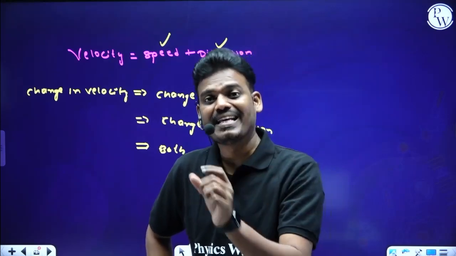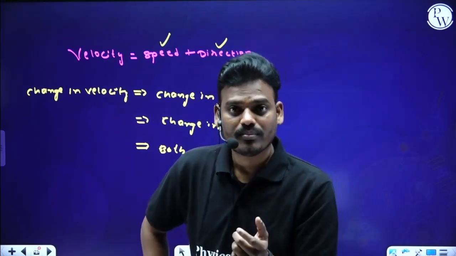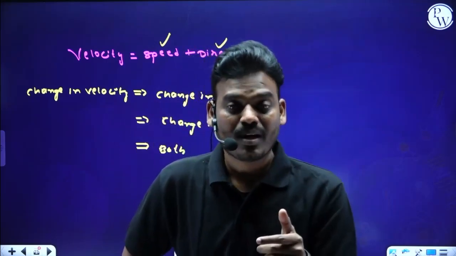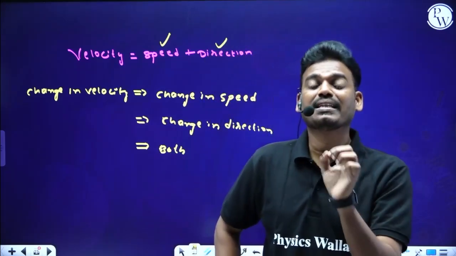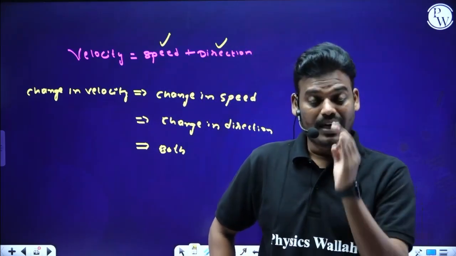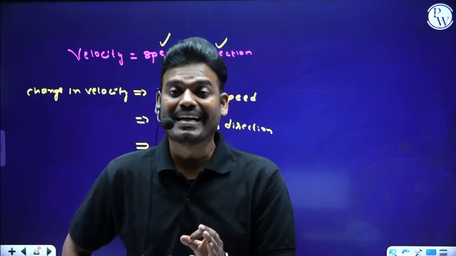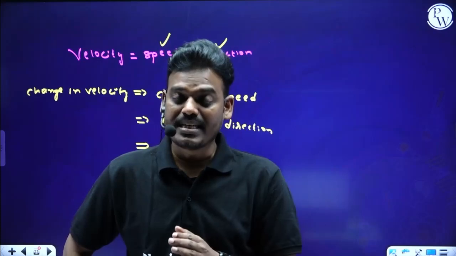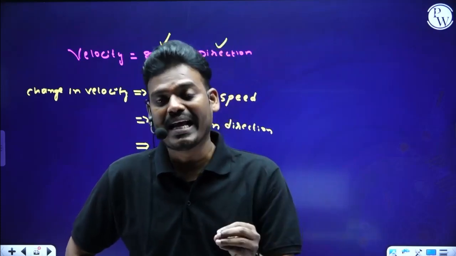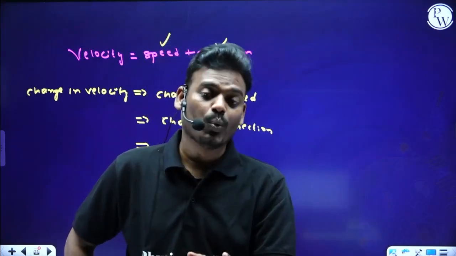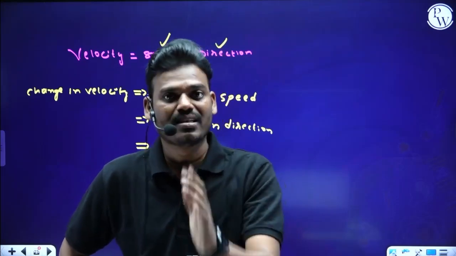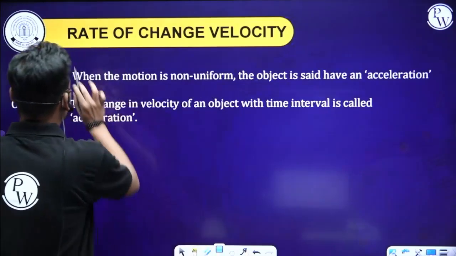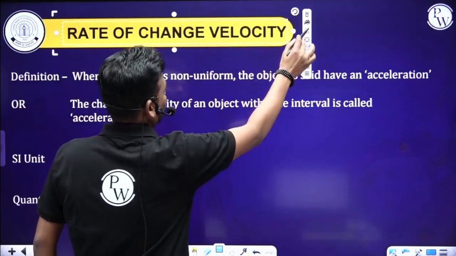Here we have a change in velocity due to maybe magnitude, nothing but speed, or direction, or both. Then what is the new physical quantity? That new physical quantity, we are calling acceleration of the body. When there is a change in velocity, due to magnitude or direction or both, we call that physical quantity acceleration. So here you can see, rate of change of velocity.